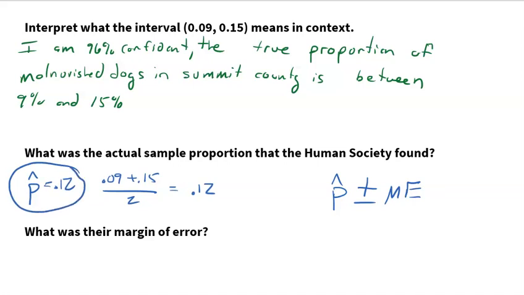So their sample of dogs must have had 12% malnourished. The next question is actually even easier. What was their margin of error? Well, remember, the margin of error is the amount that you go up and you go down from that p-hat. So now that I know the center is 12%, I clearly went up 3% and down 3%. Down 3% was the 9, up 3% was the 15. So the margin of error is 0.03.